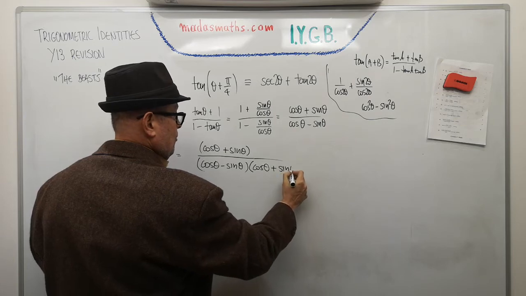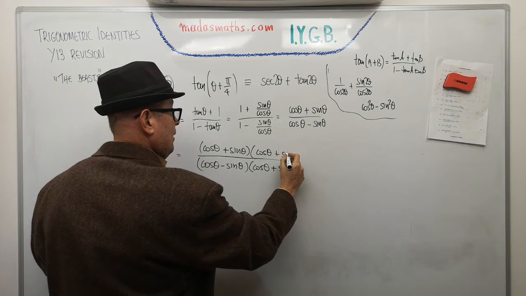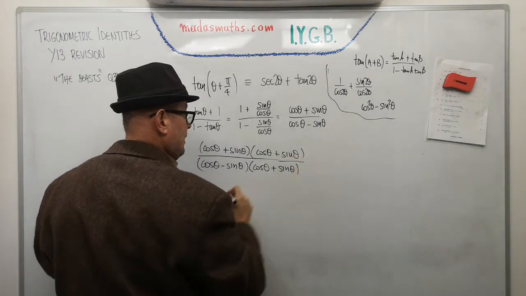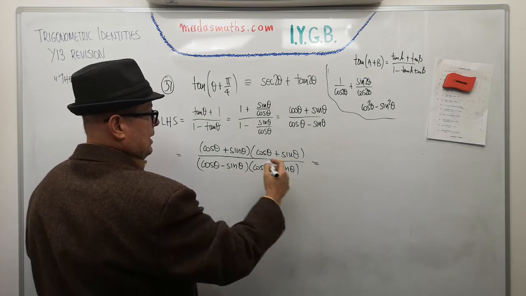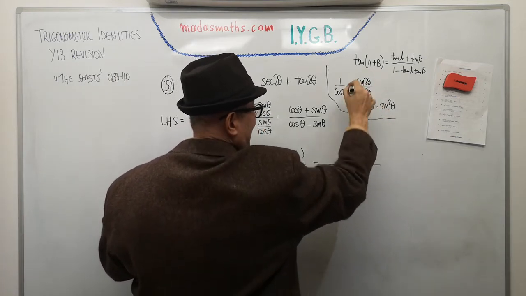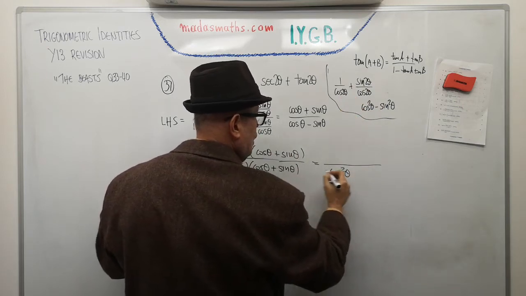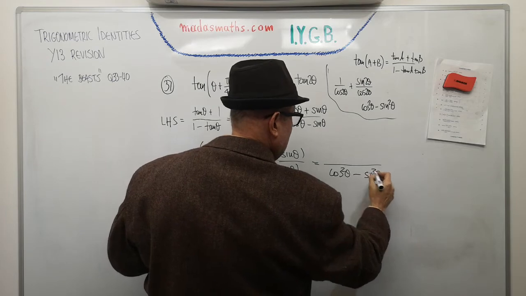Plus the sine of theta. And of course, the same thing on the top. What happens? Difference of squares. Cos squared theta minus sine squared theta. Isn't that beautiful? Because of course, I'm looking at creating this expression. Cos squared theta minus sine squared theta.